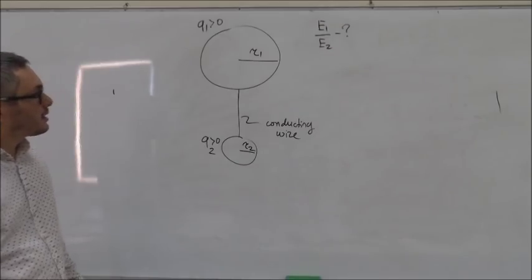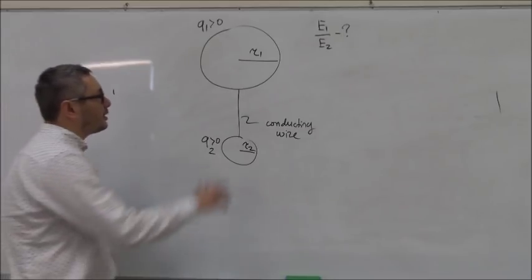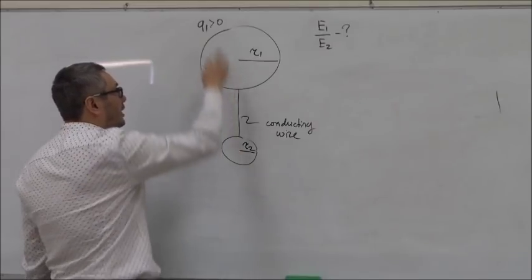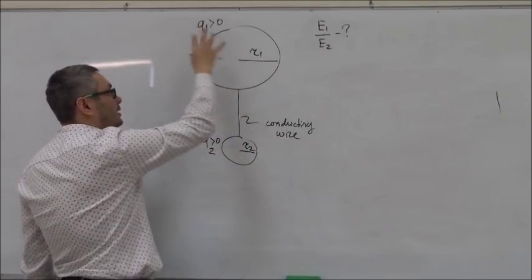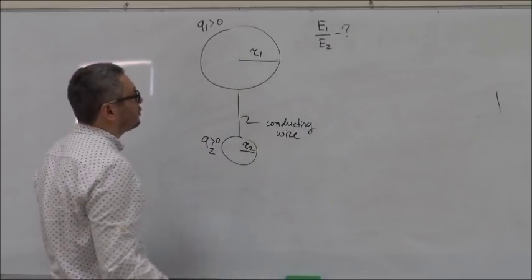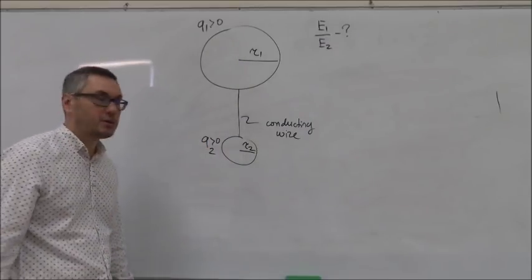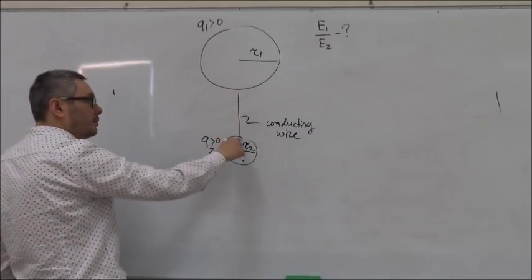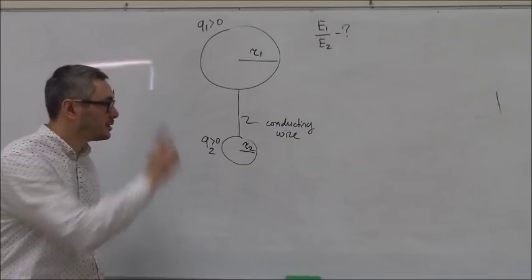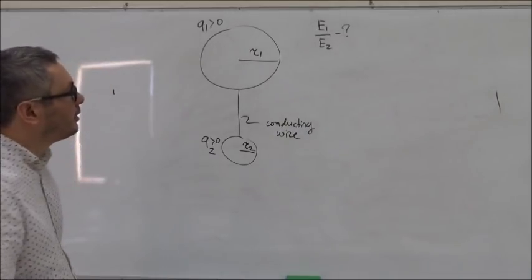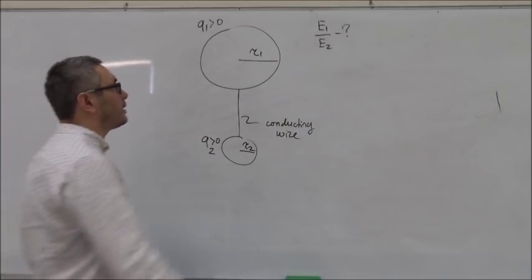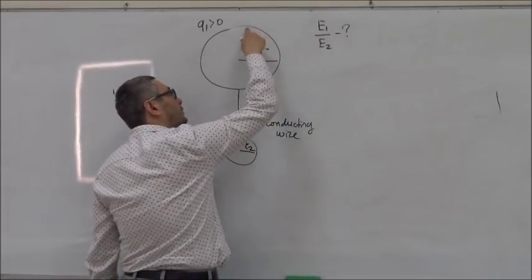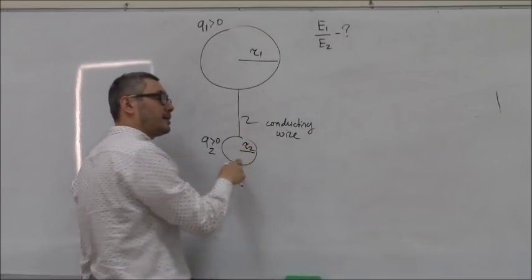Okay? So in this example, we are now given two conducting spheres of different radii, R1 and R2, and there is some positive excess charge on the upper sphere, Q1, and some positive excess charge on the second sphere, Q2. The two spheres are connected by a conducting wire. Okay, so it is important that it's a conducting wire. The question is, what is the ratio of the electric field magnitudes at the surface of the first sphere and the second sphere?